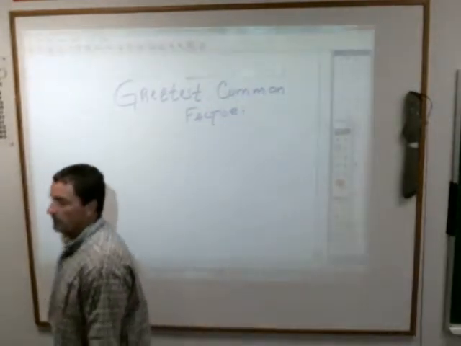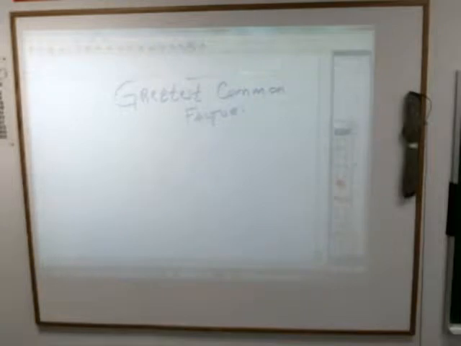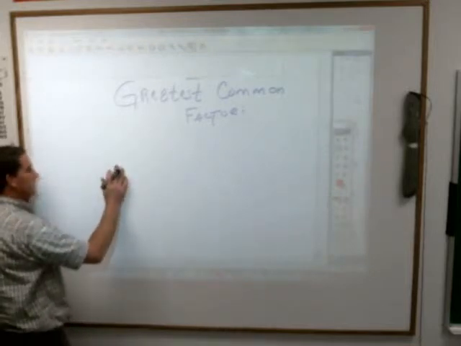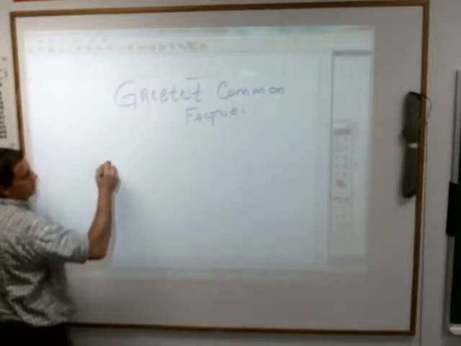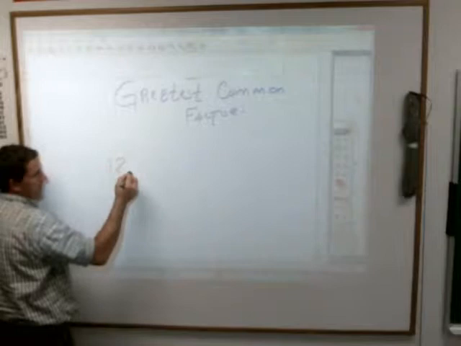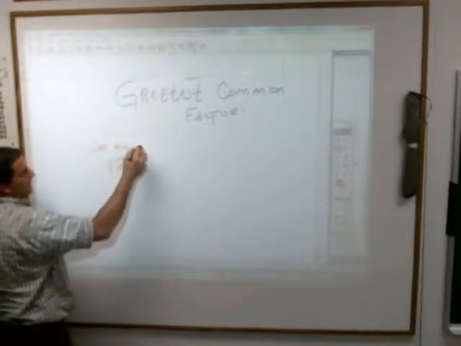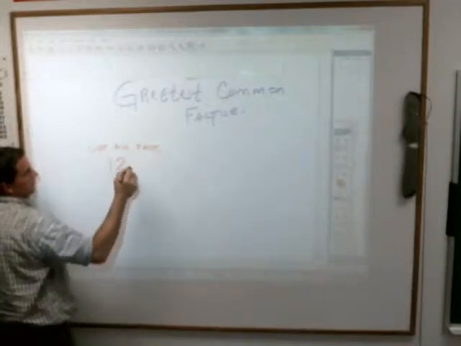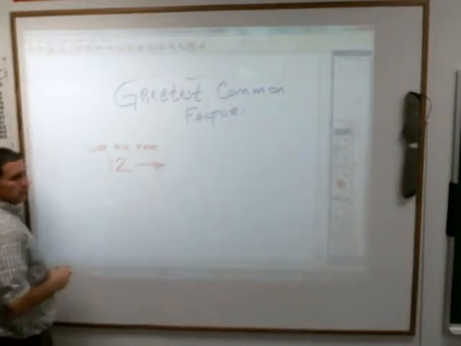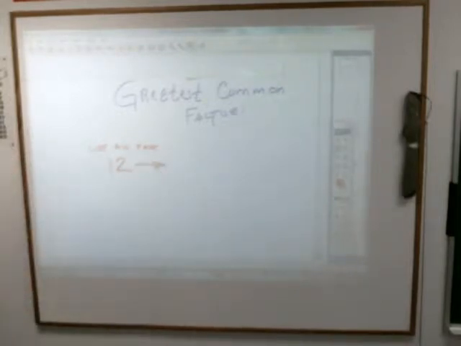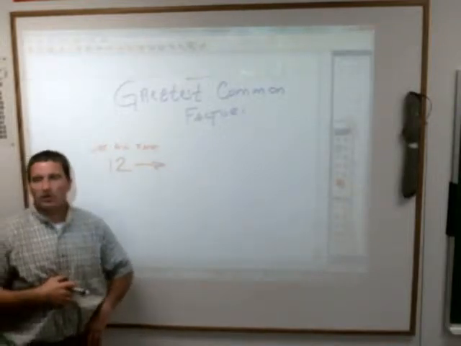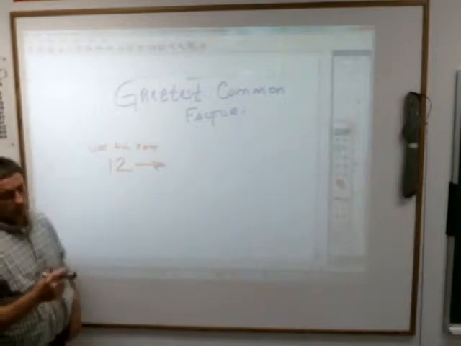Greatest common factor. Was it yesterday we talked about factors? Yes, indeed it was. Let's just take a look at a couple numbers here. Before we even define greatest common factor, let's look at the number 12. If I asked you to list all factors of 12, you would say to me, Grace, what are all the factors of 12?